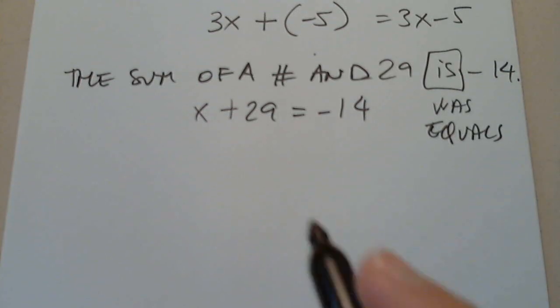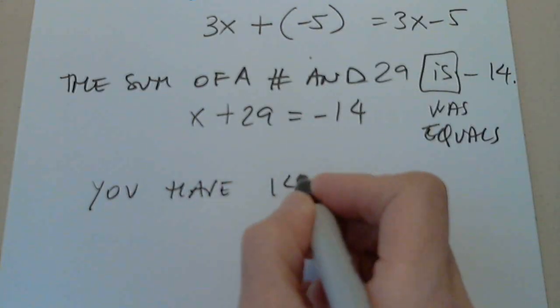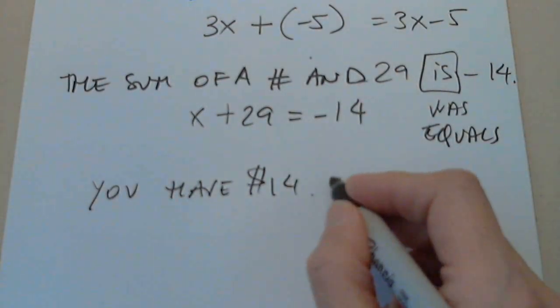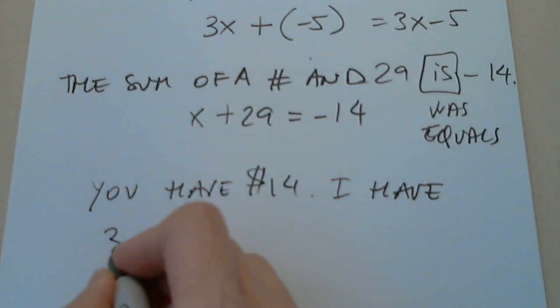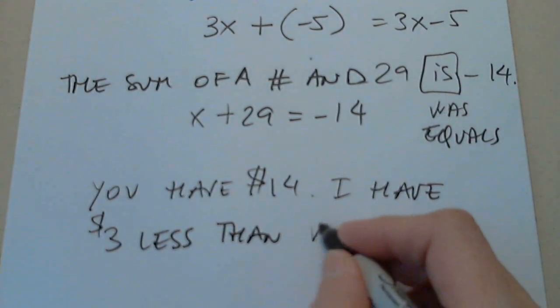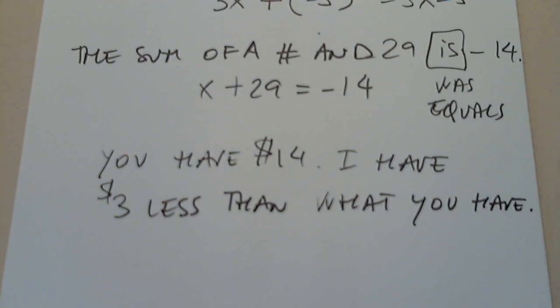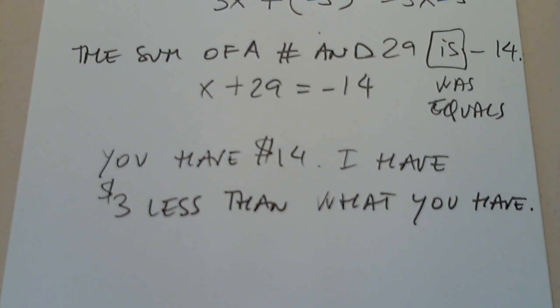Okay, so here's another. You have $14. I have $3 less than what you have. How much do I have? You have 14 in your pocket, and I have 3 less than what you have. What do I have?